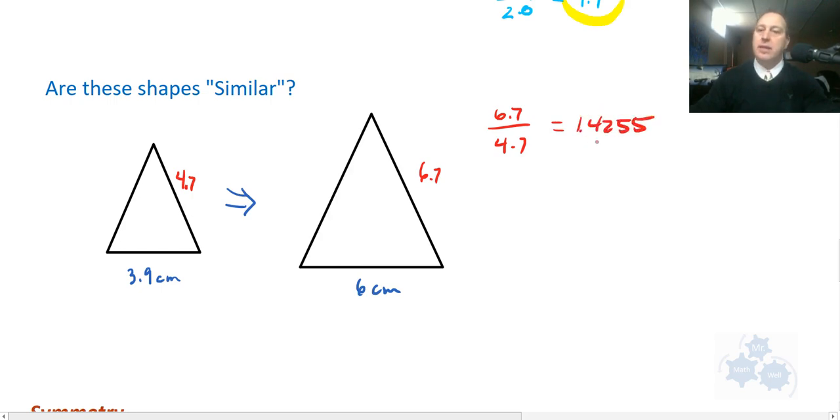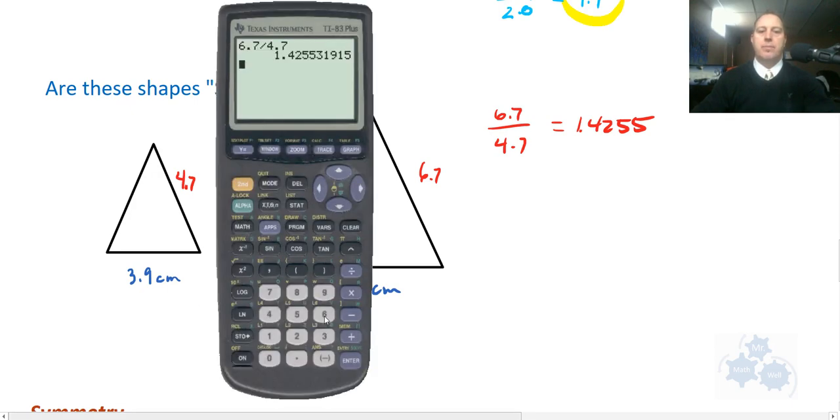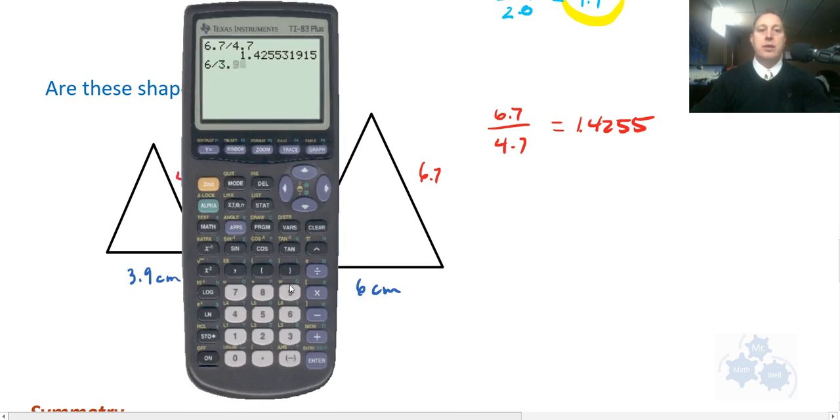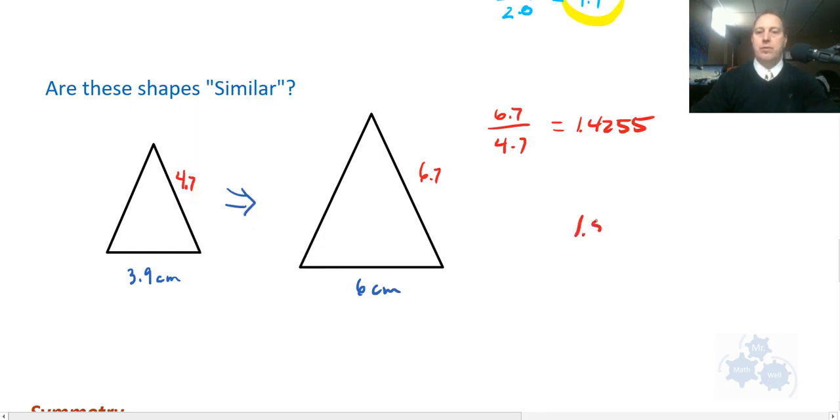And I'm going to write lots of decimals just because I want to be accurate here. And let's check the other one, 6 divided by, and what's that one over 3.9? 1.538... Look at that. It's different. 1.538 and so on. So what we know is that these triangles are not similar. Okay, they are not similar.